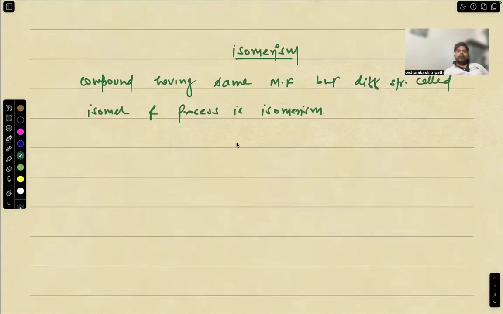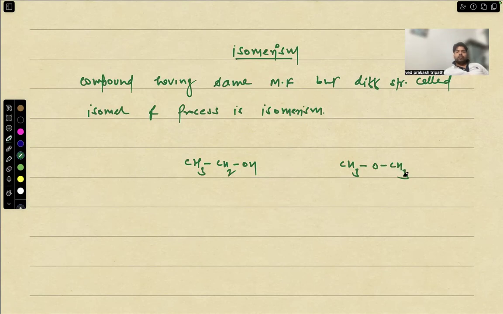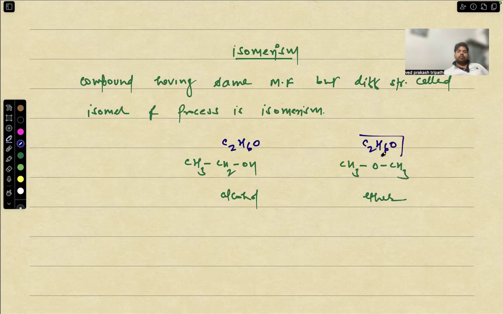Now isomer is divided in two major categories. Let me tell you an example first. For example, suppose we have CH3CH2OH and CH3OCH3. If you look at the functional groups, this is alcohol and this one is ether. The molecular formula of the first one is C2H6O and the second one is also C2H6O. So they have the same molecular formula and different structure, so they are isomers of each other.